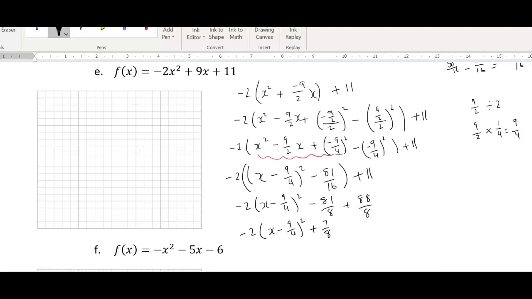All right, I just checked my answer again and I realized I made a mistake. I don't know whether you followed where I made it. When I multiplied through here, silly Billy, I was multiplying by negative 2, which made this not negative 81 on 8, but positive 81 on 8. And then I can still write 88 on 8.